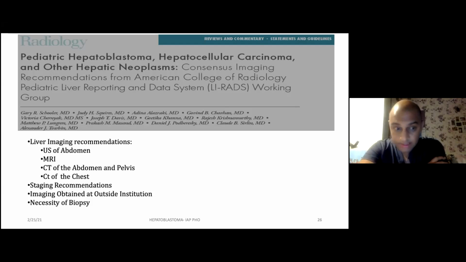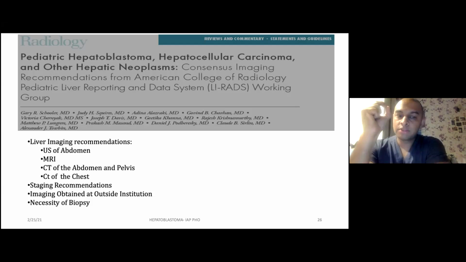MRI is the modality of choice for diagnosing and follow-up of hepatoblastomas or other liver tumors. A small note on the contrast: there is something called the hepatocellular contrast media. It is recommended, but we can use a normal gadolinium contrast also. Even with normal gadolinium, MRI with contrast is recommended.